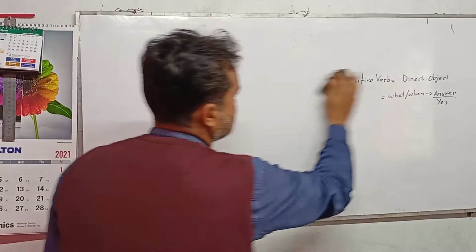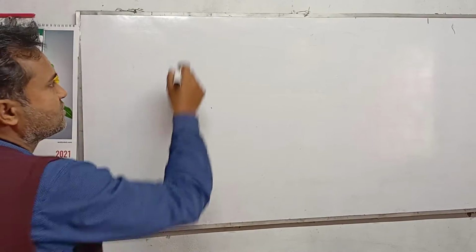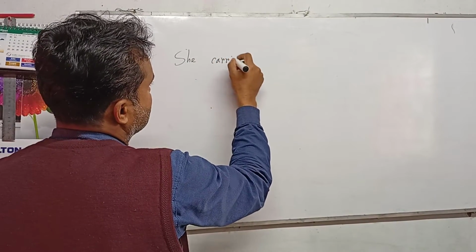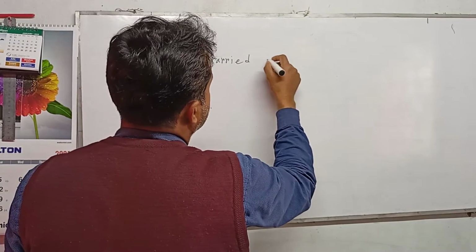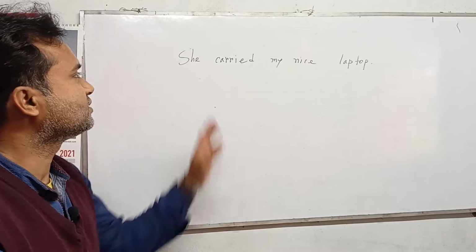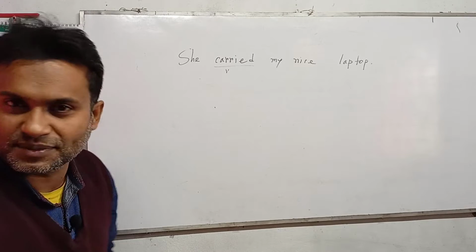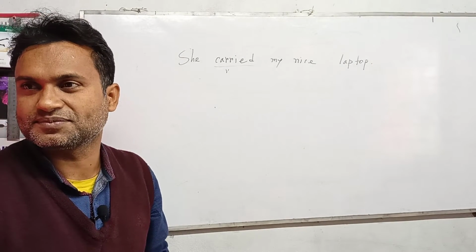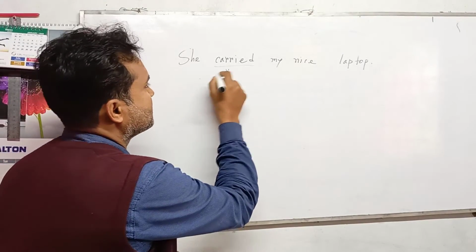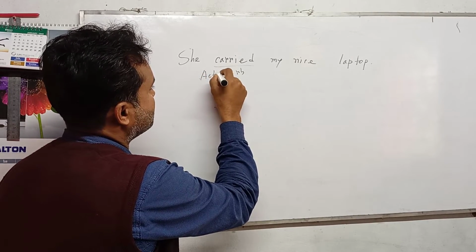Clear? For example, she carried my niece. So this one is carried, this is the verb. First, this is the verb. But what type of verb? Action or non-action? Okay, action verb. So you can see that this is the action verb.